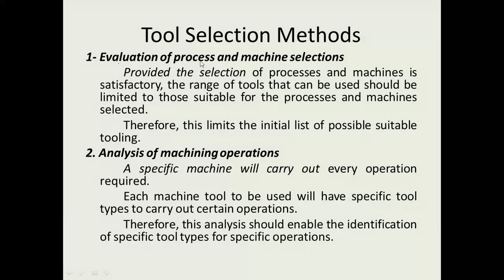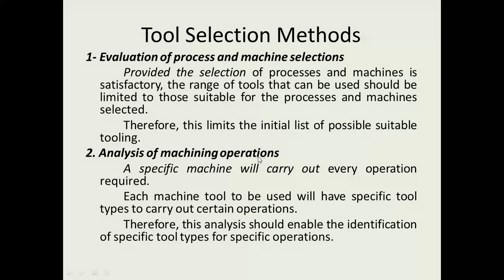Number one, evaluation of process and machine selection. So how to evaluate the process? The selection of process and machines is satisfactory. The range of tools that can be used is limited to those suitable for the process and machine selected. So based on the machine selection, we have to select the tools. Therefore, this limits the initial list of possible suitable tooling.